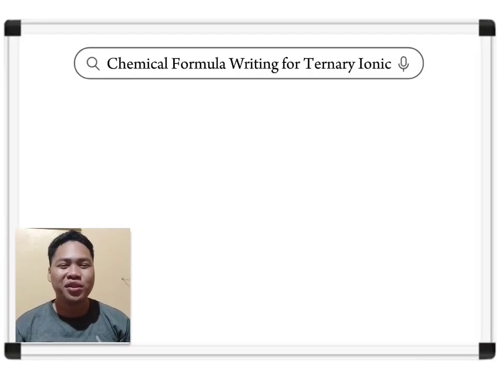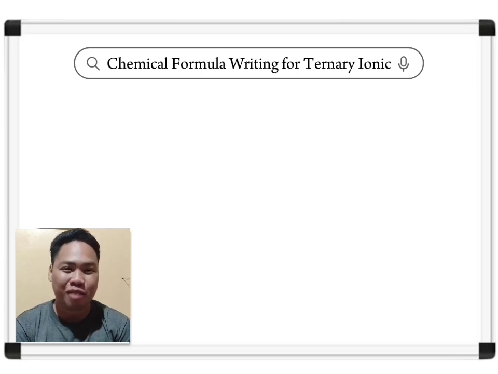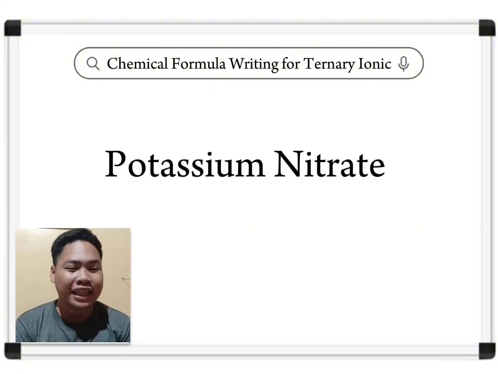Good day, everyone. Today, we're learning about ternary ionics, specifically how to write formulas for compounds with polyatomic ions. To write the formula for compounds with polyatomic ions, we'll use the periodic table and a list of common polyatomic ions. We'll follow some simple rules here to guide us. So, let's try one. We'll write the formula for potassium nitrate.